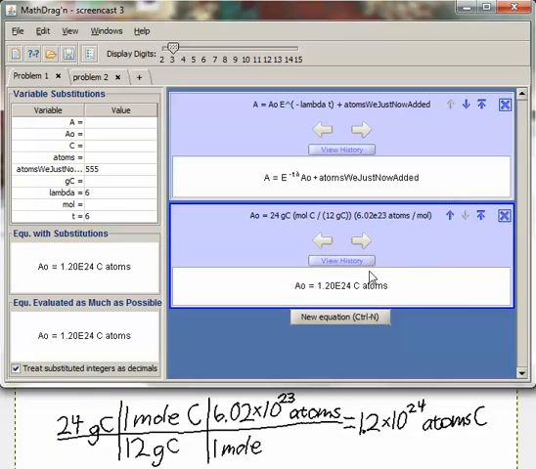When we press OK, we see that it cancels out all of the units that needed to be canceled out, and it crunches the numbers down into something that agrees with this, 1.02 times 10 to the 24th. So this is really good. And when we write it out like this, we don't have to write it out on paper.